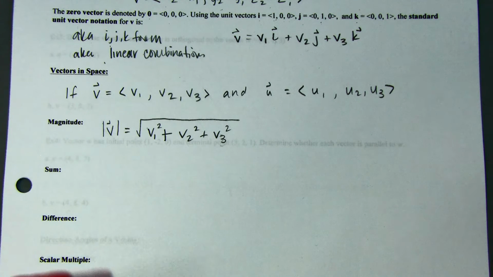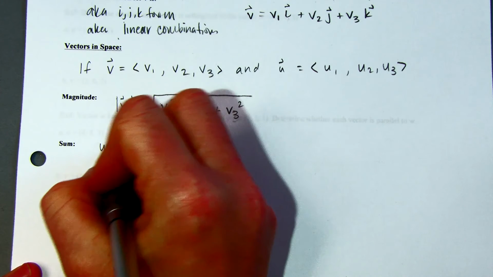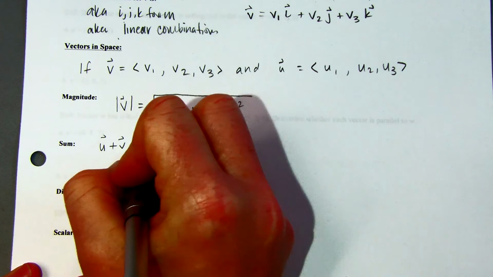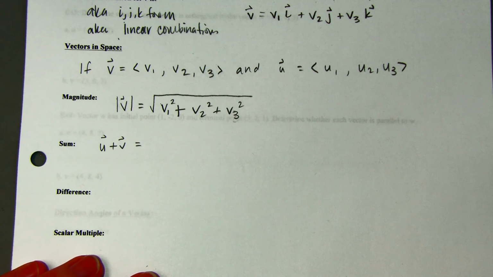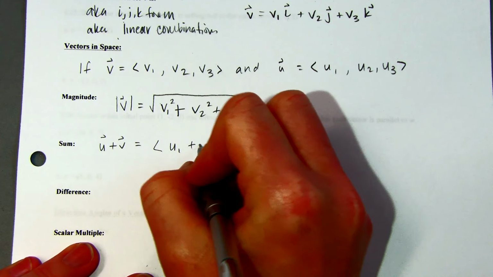The sum of any 2 vectors in 3 dimensions is what you would expect. If I'm going to add 2 vectors together, then I'm adding their individual components.